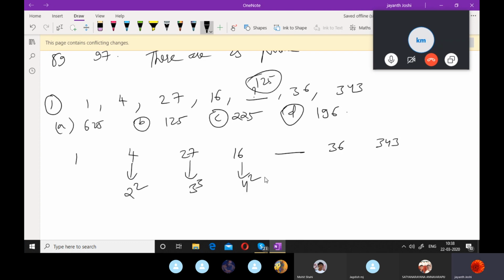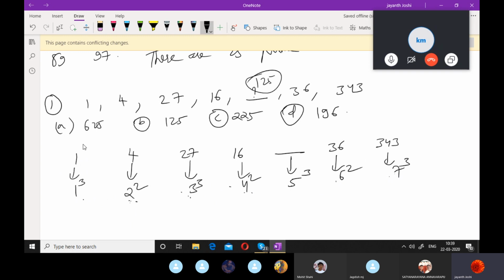Again, 4 square, 6 square, 7 cube. So square, cube, square, again it would be cube. But which cube? 2 square, 3 cube, 4 square, next 5 cube. Then 6 square, then 7 cube. So here it would be 1 cube. So cube, square, cube, square, cube, square, cube. This is the combination. This is a series going on from the starting till the end.